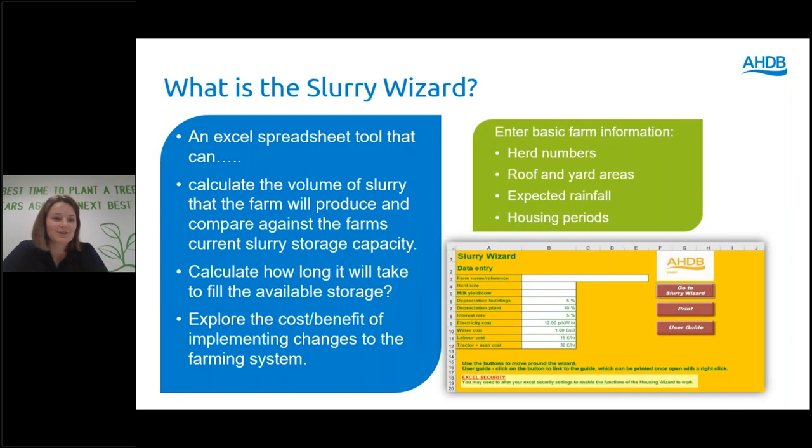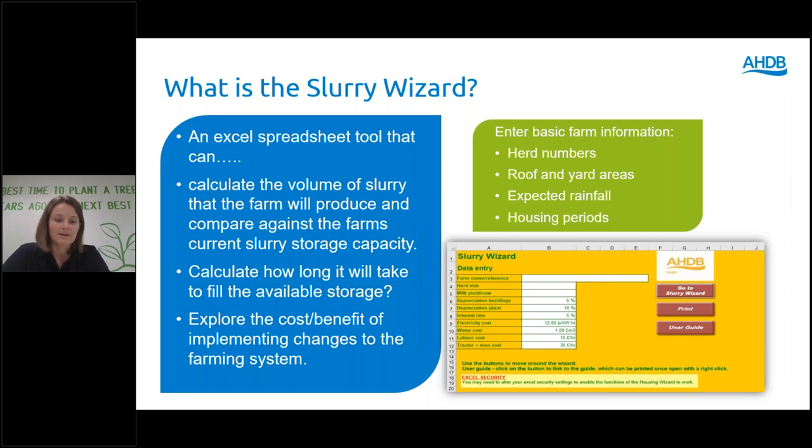So just a little introduction, what is the Slurry Wizard? The Slurry Wizard is an Excel spreadsheet tool which can calculate how much slurry your farm will produce. It takes into account your herd numbers and your expected rainfall. You can then use those figures to compare how much slurry you are producing to the current slurry storage capacity that you have on farm.